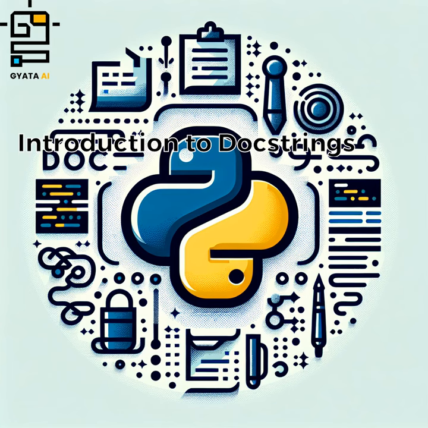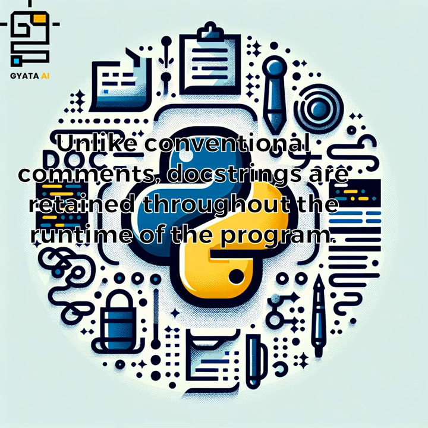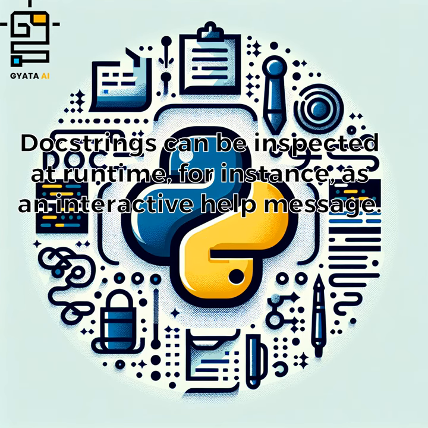Introduction to docstrings. A docstring in Python is a string literal specified in the source code used as a comment. Unlike conventional comments, docstrings are retained throughout the runtime of the program. Docstrings can be inspected at runtime, for instance, as an interactive help message.